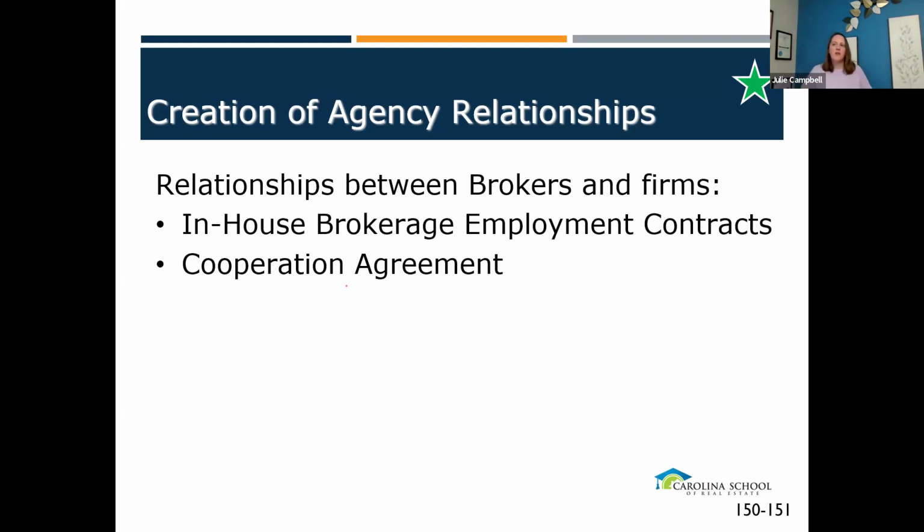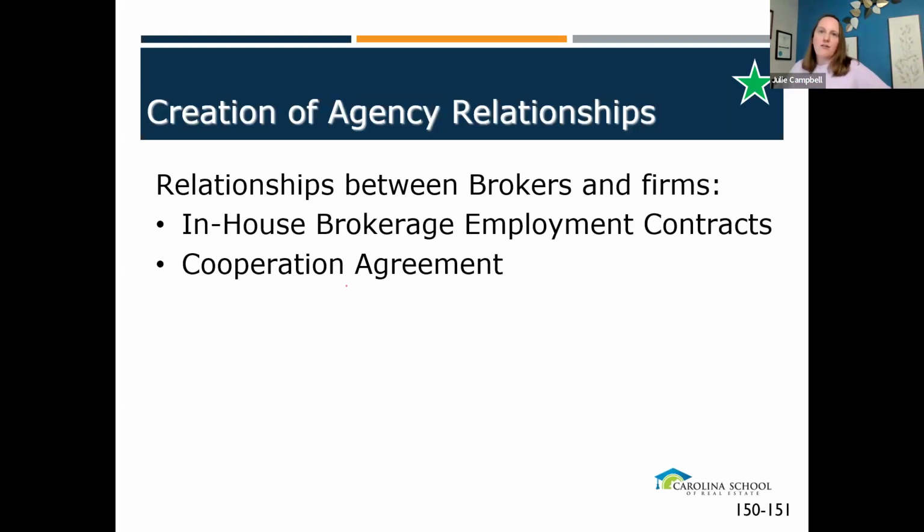Bear with me. We also have a cooperation agreement. Remember, we just defined a cooperating broker, cooperating firm, two firms coming together and working. Once something is listed in our listing services, referred to as the multiple listing services or the MLS, the listing firm tells the selling firm how much they're going to pay them when you bring me this ready, willing, and able buyer. You, the public, don't see that. That's only something we see when we log on our back end site.